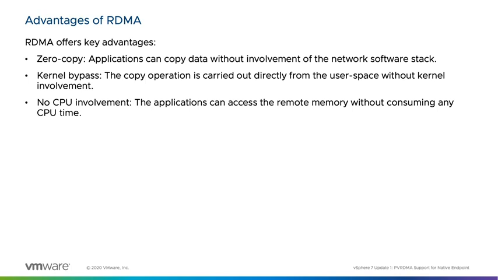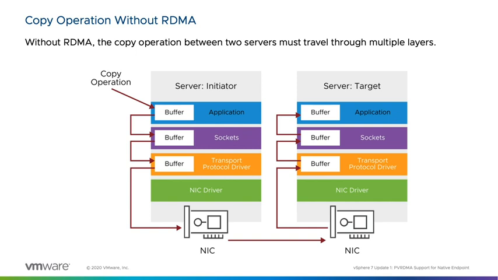This is an example of a copy operation without RDMA. So without RDMA, the copy operation between two servers must travel through multiple layers, starting from the application layer through the socket buffers, the transport protocol driver, and down onto the NIC hardware.